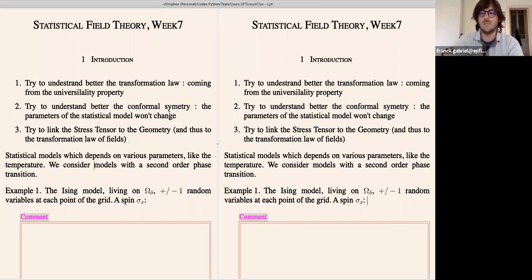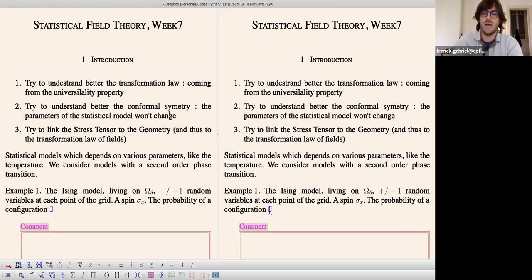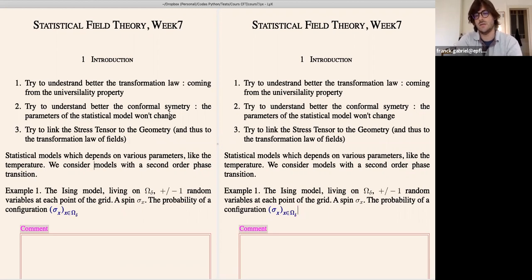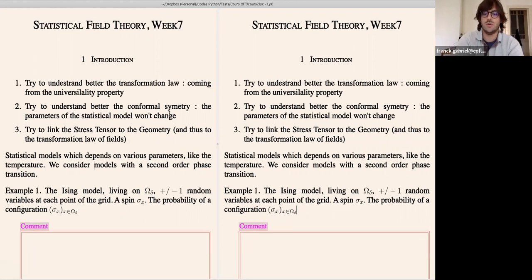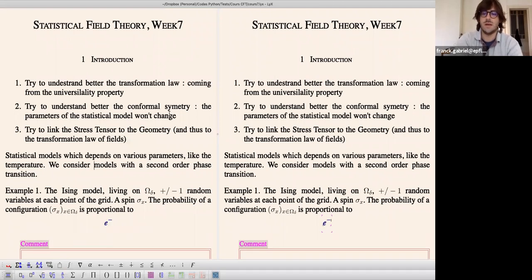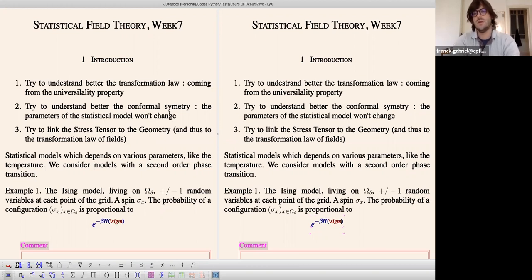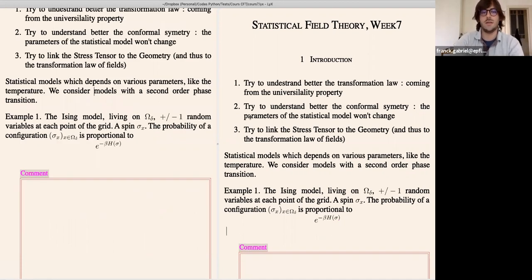And what is the probability? So the probability of a configuration sigma. A configuration is when I give all the spins at all the points of my grid. It's similar to what we have seen up to now. It will be of the form proportional to exponential minus beta times a Hamiltonian of sigma. And so what is the Hamiltonian here?